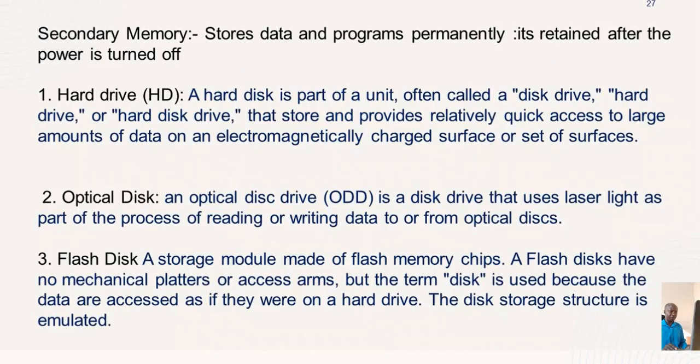We have hard drive, hard disk. A hard disk is part of a unit often called a disk drive. A hard disk or hard drive stores and provides relatively quick access to large amounts of data on an electromagnetically charged surface or set of surfaces. Optical disk, we have also the flash disk.